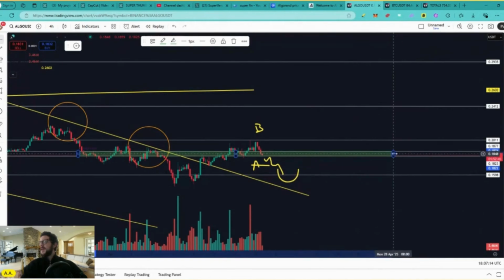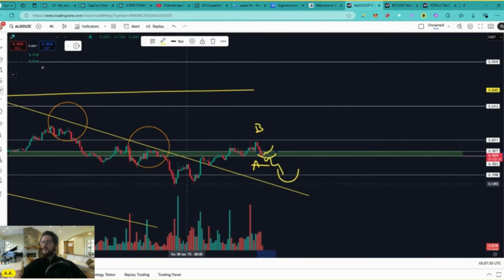0.1877. This green rectangle that I have here on the chart is acting as a key level of support at the moment. Therefore, there is a very high chance that the price action might bounce here. So if we see a bounce and the price action breaks above, this can potentially be a very good buying opportunity when it comes to Algorand.